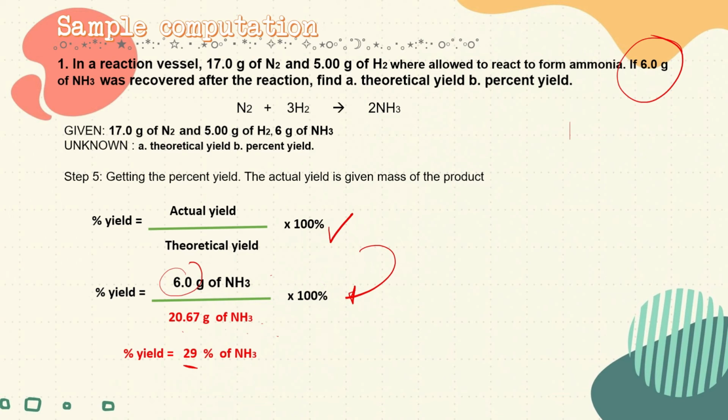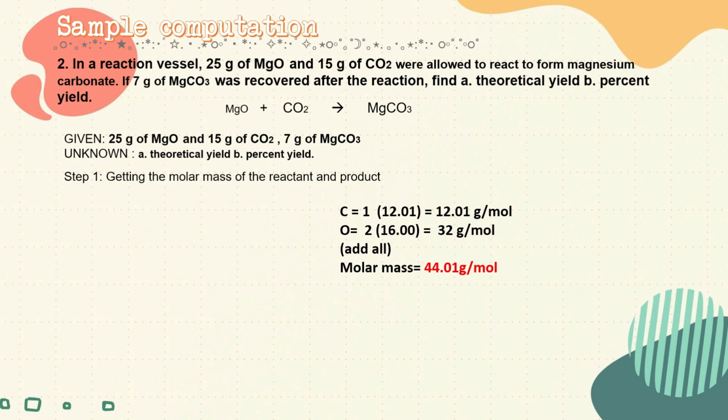That's why our answer is 29 with two significant figures. Okay po. So next problem is, in a reaction vessel we have 25 gram of magnesium oxide and 15 gram of carbon dioxide that were allowed to react to form magnesium carbonate. If 7 gram of magnesium carbonate was recovered after the reaction, find the theoretical yield and the percent yield.